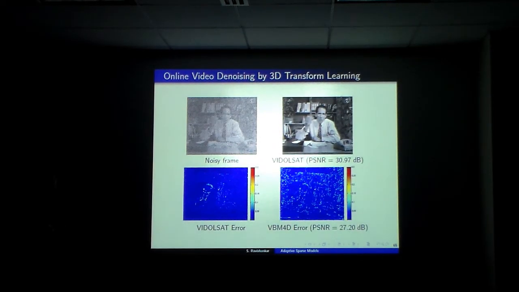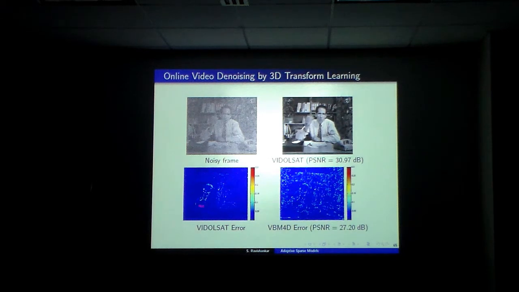And this is just a frame from one of the videos, the noisy frame, and this is the reconstruction that we got with our scheme. It certainly looks much better, because you cannot really make out some of the features by just looking at the noisy image, whereas by learning this transform model, you can find some of these features very nicely. And this is the error map for WidowSat for our method, and this is VBM4D, which is the variant of BM3D for video denoising.